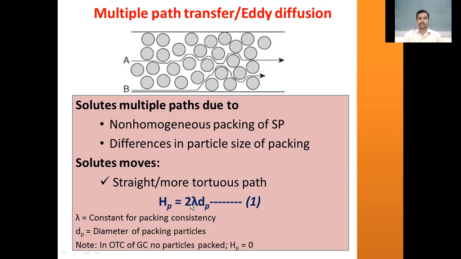In such cases, the height is not contributed by the multiple path transfer. Therefore, Hp will become 0 when you use the gas chromatographic technique with an open tubular column for the separation process. So you have to remember this.